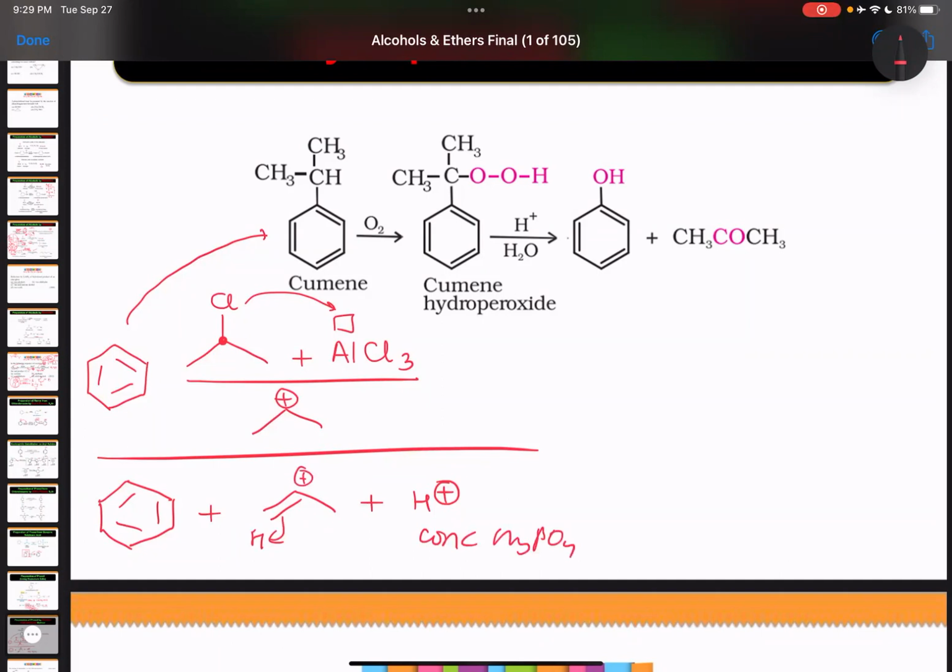You have a cation, that cation is going to go and attack on the benzene ring. Or you can have alcohols also. The alcohol also you can have the same cation. Clear? I hope this is clear.